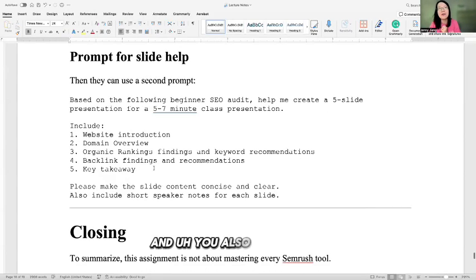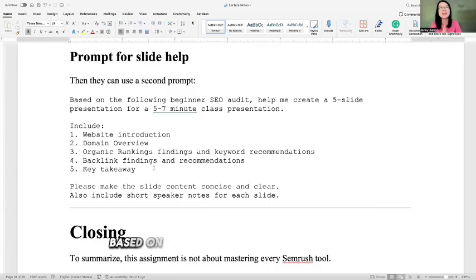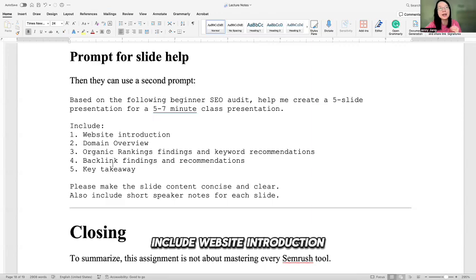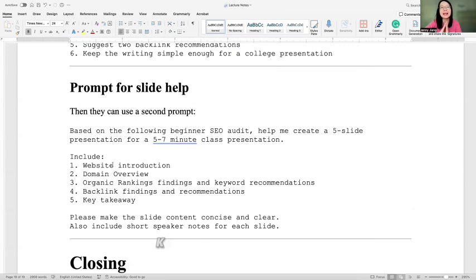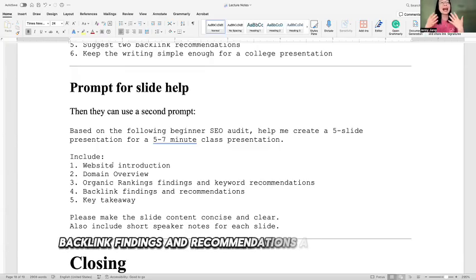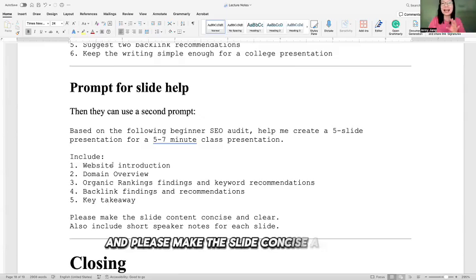You can also ask GPT to help you organize your slides a little bit. You can say something like this: based on the following beginner SEO audit, help me create a 5 slide presentation for a 5 to 7 minute class presentation. Include website introduction, domain overview, organic ranking findings, keyword recommendations, backlink findings and recommendations, and key takeaways. And please make the slide content concise and clear.